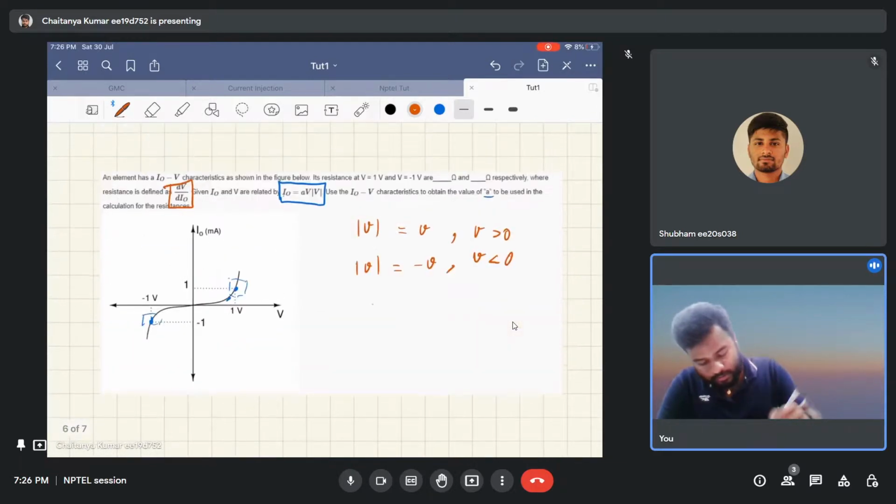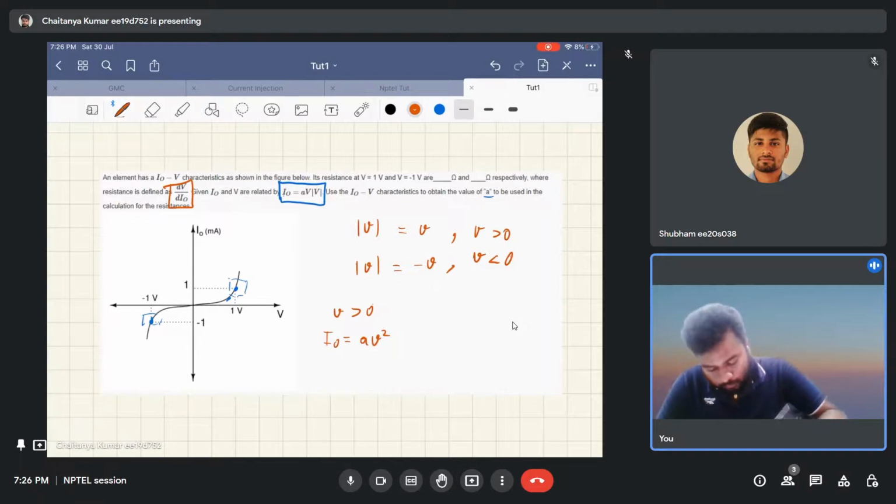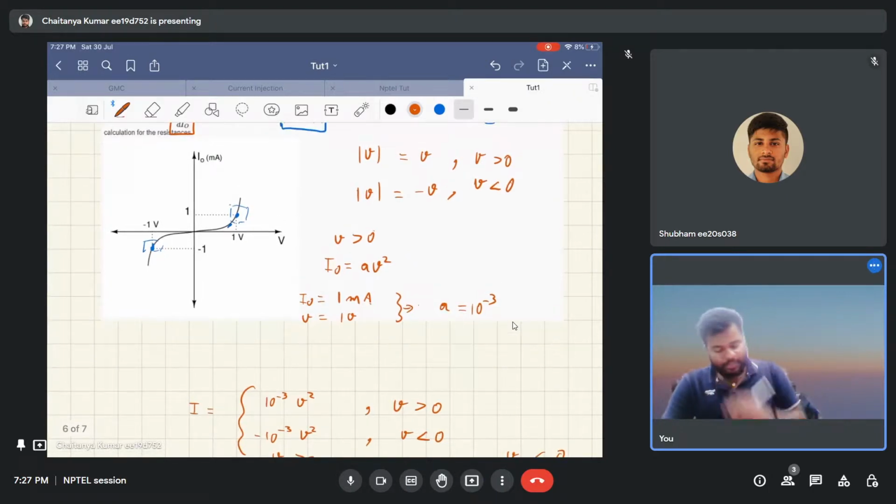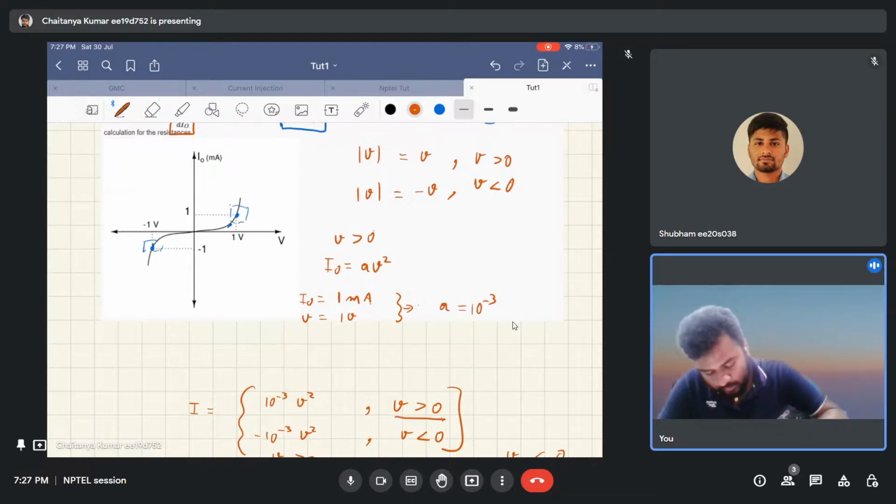For voltage greater than 0, your I naught will be equal to A times V square. Now if you put I naught equal to 1 milliamp and V equal to 1 volt in this equation, you will get the value of A as 10 to the power minus 3. So the I naught overall can be written as this expression: for V greater than 0 it is 10 to the power minus 3 times V square, and for V less than 0 it's minus of 10 to the power minus 3 times V square.